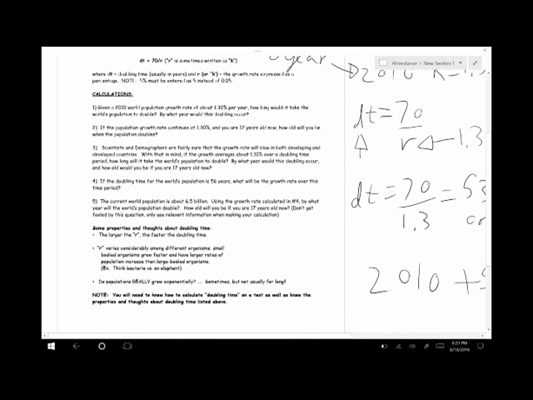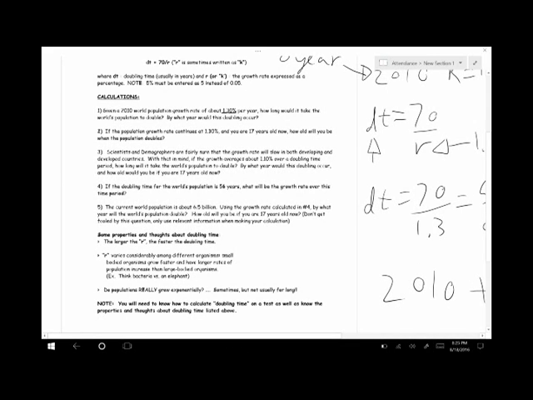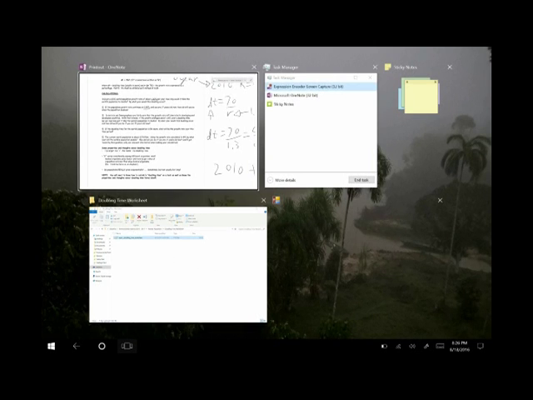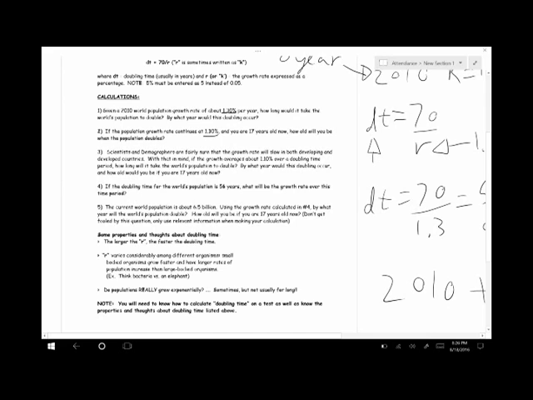So now to move on to number 2. Now number 2 builds off number 1. Notice that both of them use 1.3% for their growth rate, and in number 2, it's not stated, but it's implied that the year is 2010. So, number 2 is: if the population growth rate continues at 1.3% and you are 17 years old, how old will you be when the population doubles?